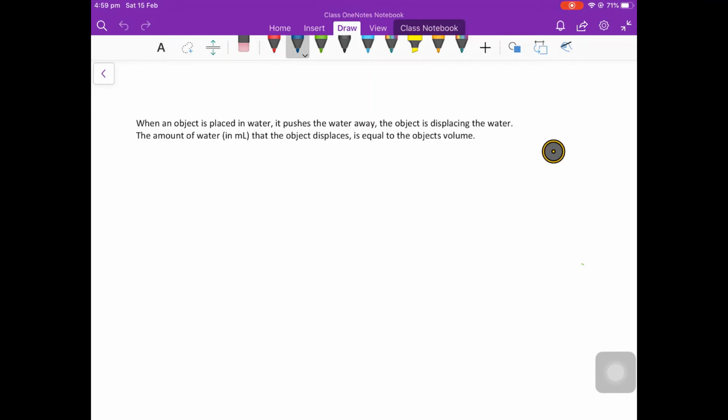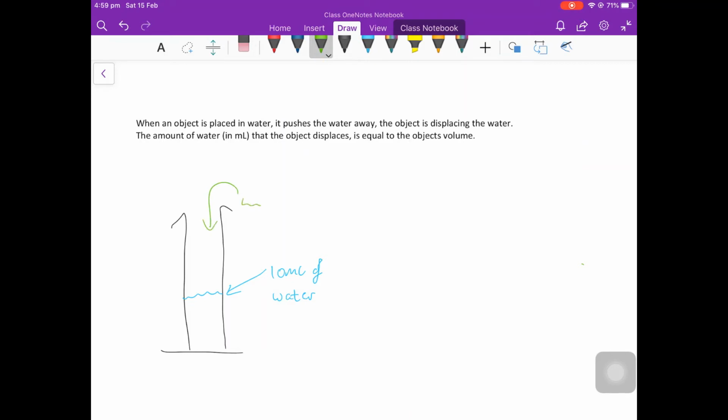Okay, well, let's think about that using another little example. Imagine a measuring cylinder. And imagine in that measuring cylinder, we added 10 milliliters of water. And then to that measuring cylinder, we added an irregular shaped rock. And when that rock settled at the bottom and the water level settled, the new level of the water was 15 mils.